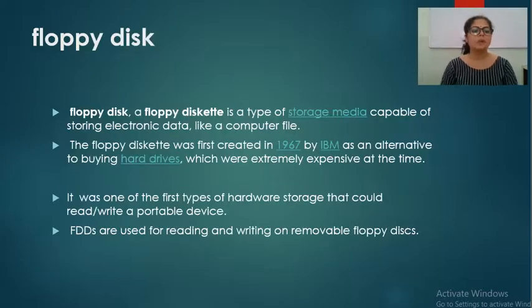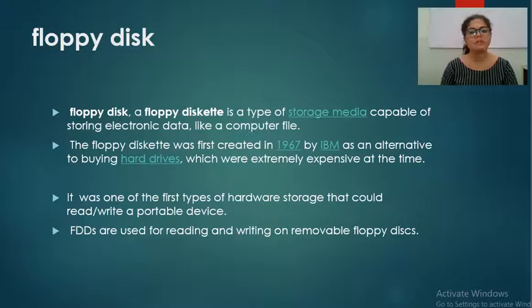Next is the floppy disk. It is a type of disk that we used in earlier days to store data. In this we have to study what a floppy disk is and how it works. So what is a floppy disk? A floppy disk is a type of storage media capable of storing electronic data like a computer file. So the floppy disk is also one of the storage media that we use to store files.